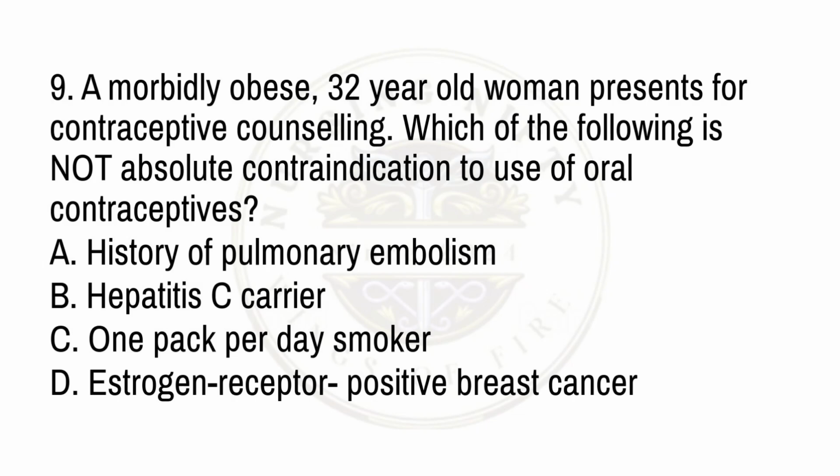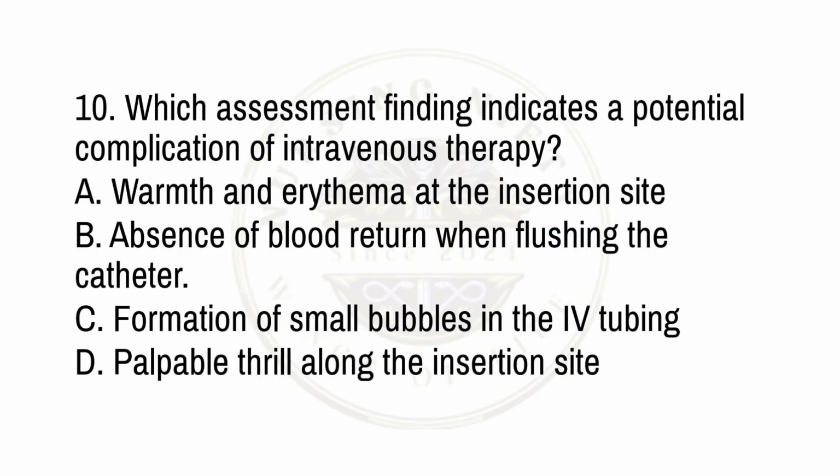So absolute contraindications to initiation of oral contraceptives include thromboembolic disease, chronic liver disease, undiagnosed uterine bleeding, pregnancy and estrogen dependent neoplasia. So relative contraindications are smoking in women aged more than 35 years, migraine headaches, cardiac disease and diabetic complications.